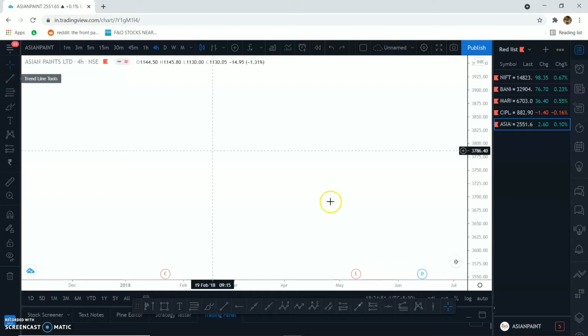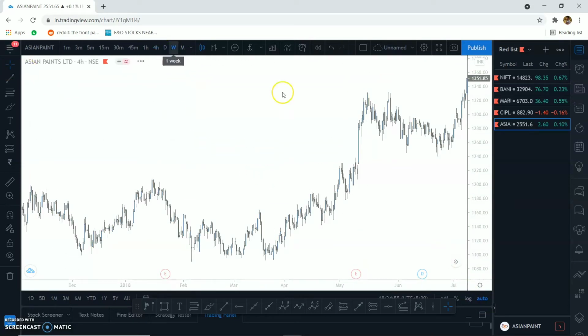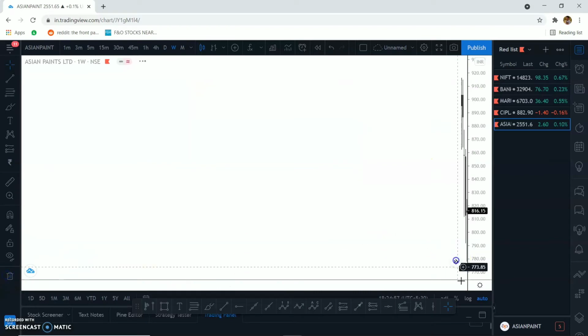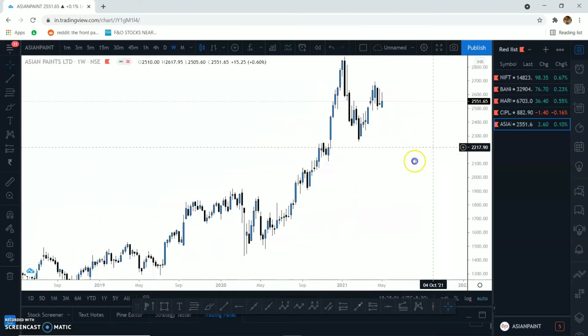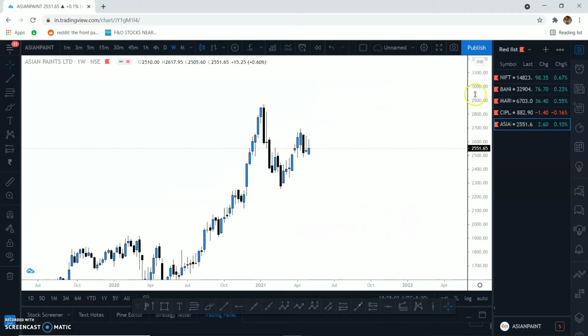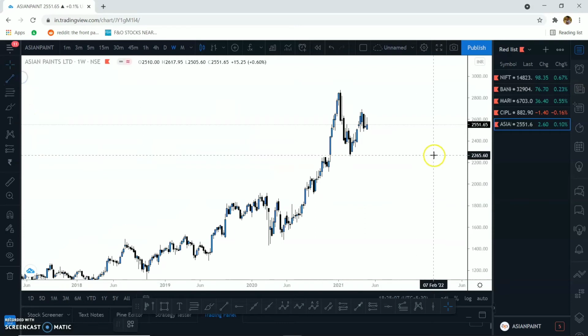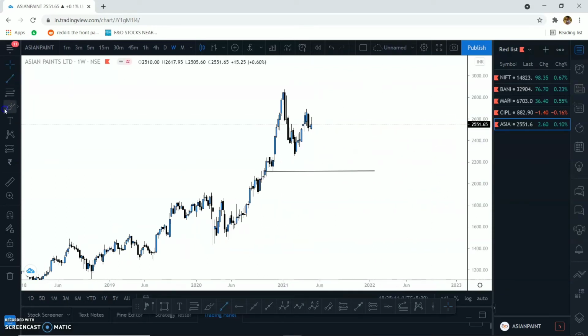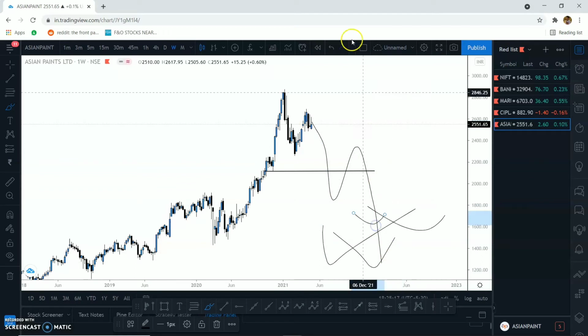All right, if your understanding of market structure is not proper, let's try to look at this particular chart. Let's say this is the weekly time frame. Look here, weekly time frame, what do we have? Clearly the weekly time frame trend is in an uptrend. Until and unless this level is taken out, we cannot expect that this stock is going to fall pretty huge, right?